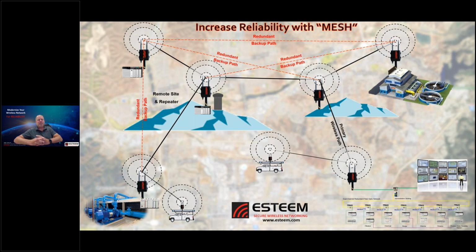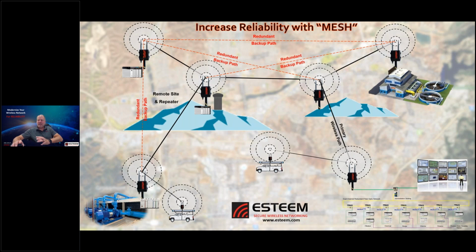And this is incredibly powerful because now all of a sudden, when we have something, and it can be anything from a power outage to a storm that blows an antenna out of alignment, we don't lose the whole network. We simply move over, take the redundant path, and everything continues to work just fine.